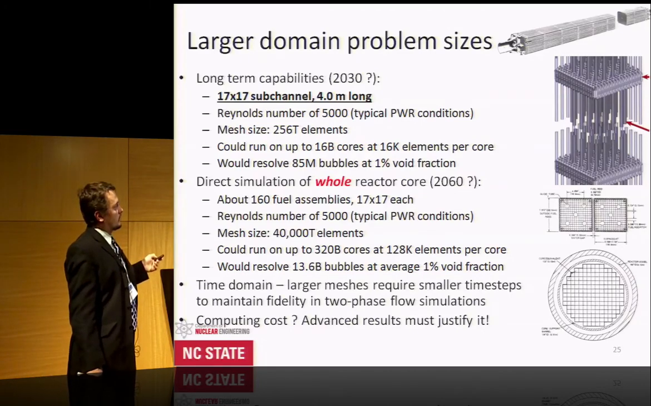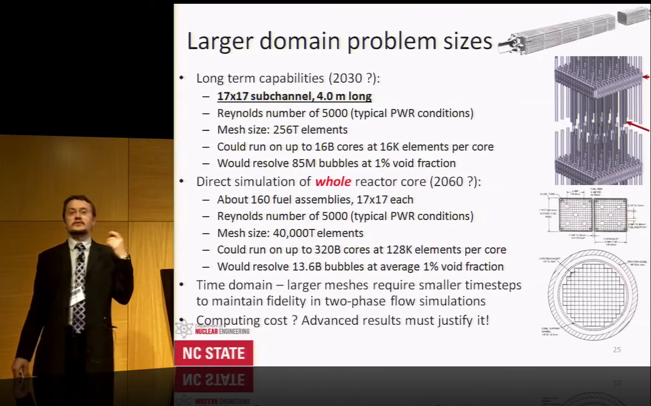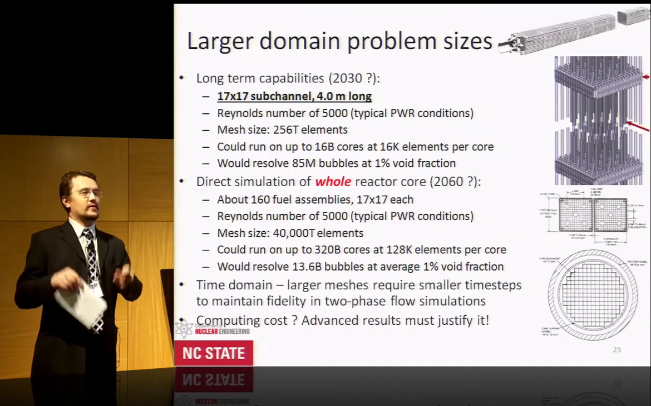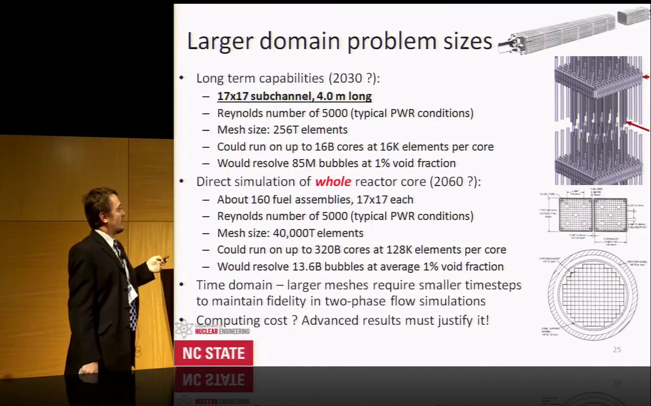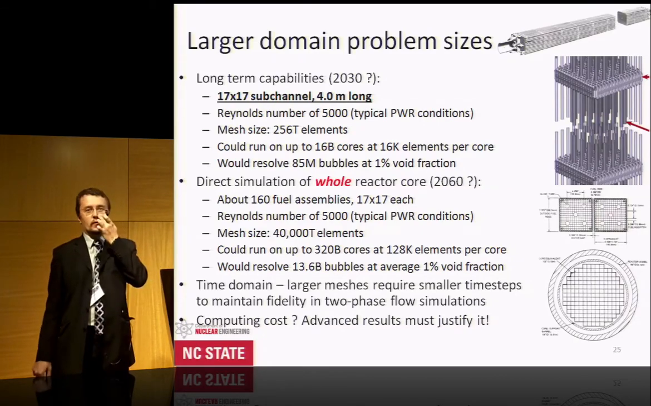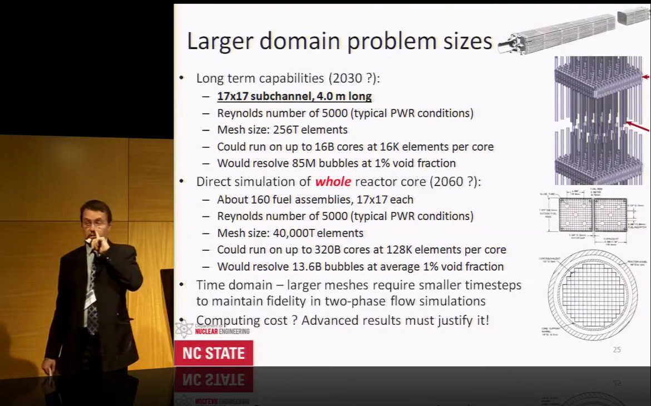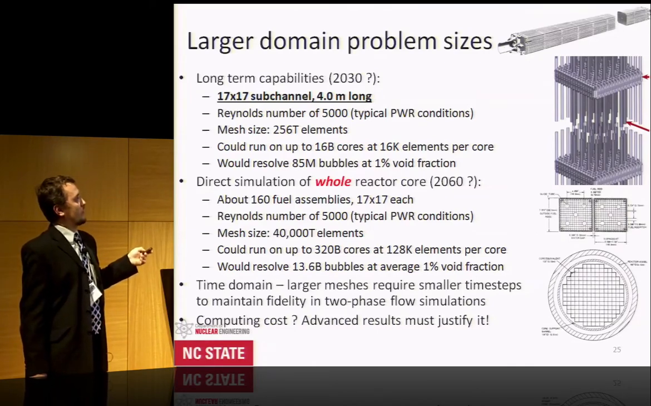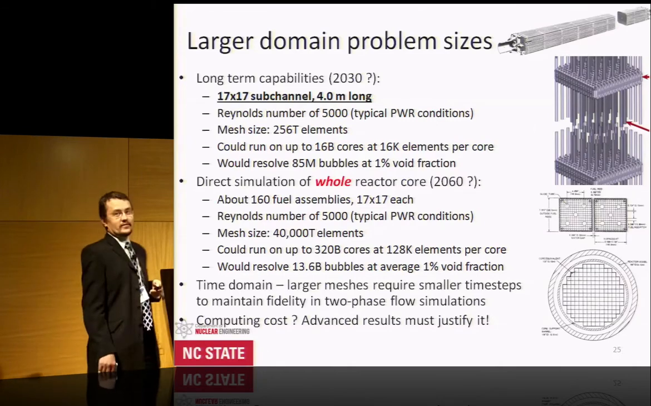So that would already be 256 trillion elements. That's a good number. I just use my calculator and come up with a bunch of numbers. But this would be really interesting to do. Now I'm saying, okay, I'm okay with 16K elements per core, but I'll still need 16 billion cores. So this is extremely interesting. I don't know, I put 2030 there, but who knows? It could be 2300, right?